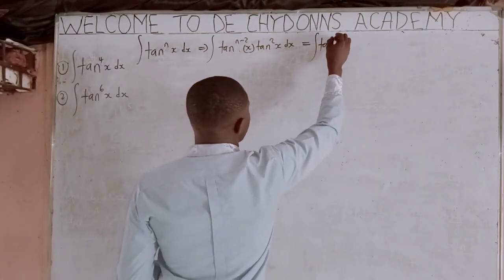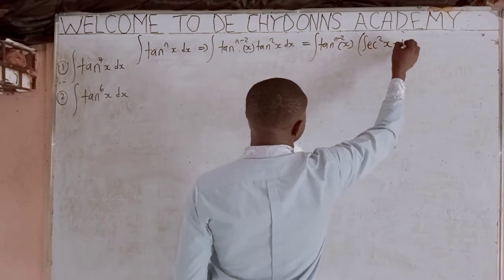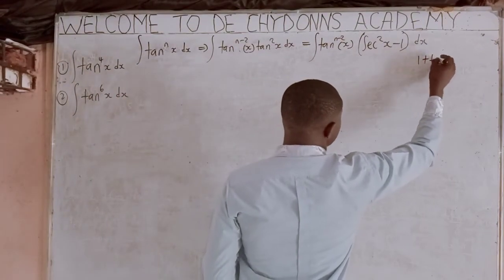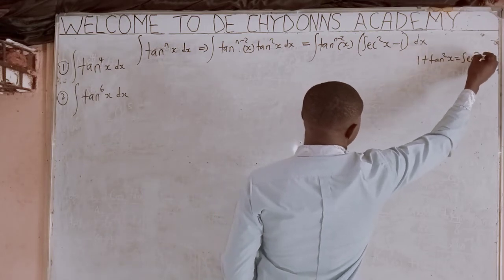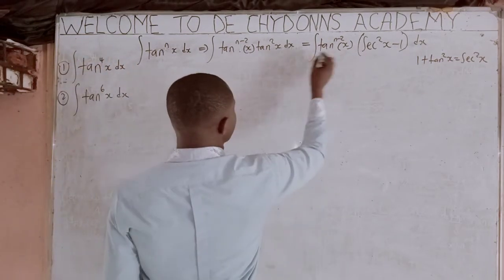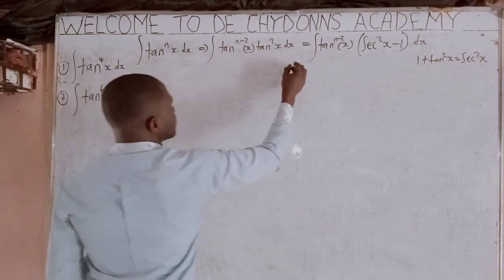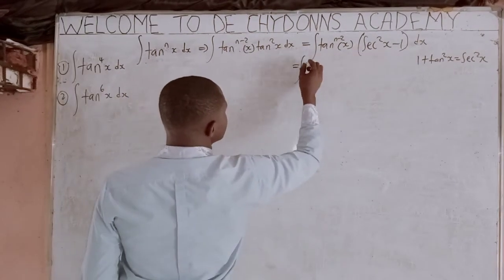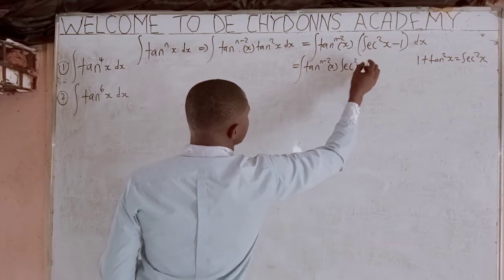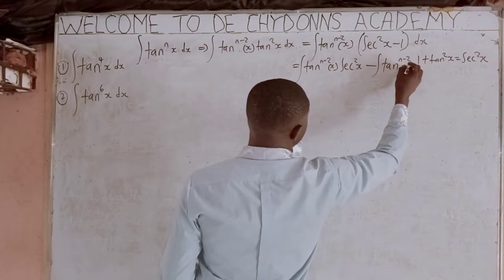Then this is also equal to integration of tan n minus 2 x, then bracket sec squared x minus 1 dx. This is because it is noted that 1 plus tan squared x is equal to sec squared x from trigonometry. So what we now do is we say expanding, we will be having integration of tan n minus 2 x sec squared x, then minus integration of tan n minus 2 x.